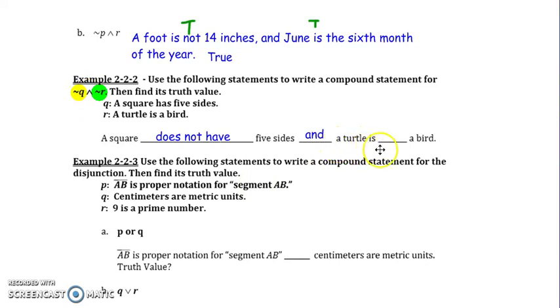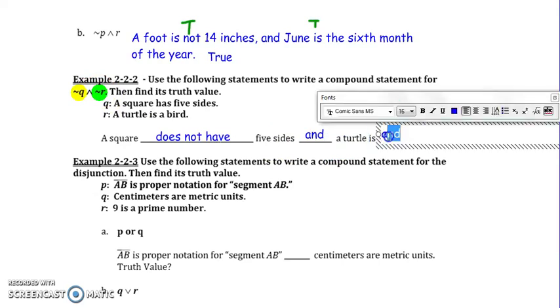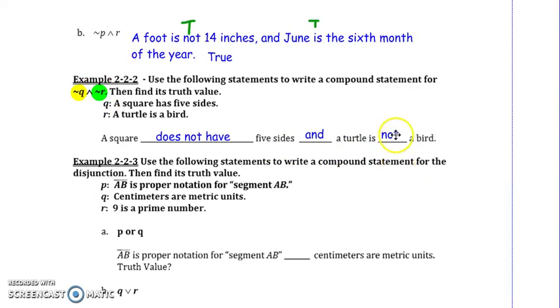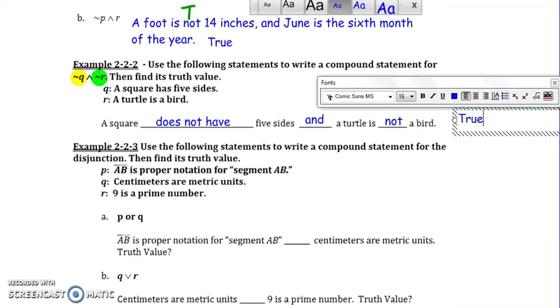And a turtle is, and we want to say it's not a bird because it says it's a bird here, and we want to again negate because it has that little squiggly. So we are going to say "is not a bird". There we go. A square does not have 5 sides, and a turtle is not a bird, which both of those are true. So since both are true, this would have a truth value of true.